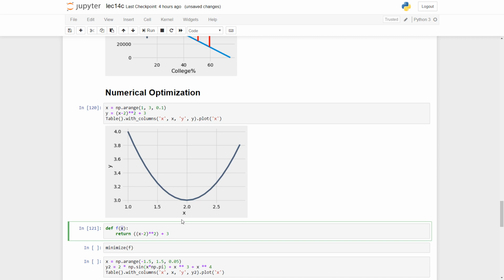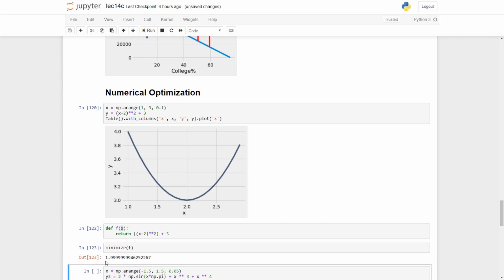Okay, and this value should be 2 if that function will give me the actual best value, or the actual value that will minimize that function. Let's see what will happen. It gave me 1.99999, which is very, very close to the actual value of 2.